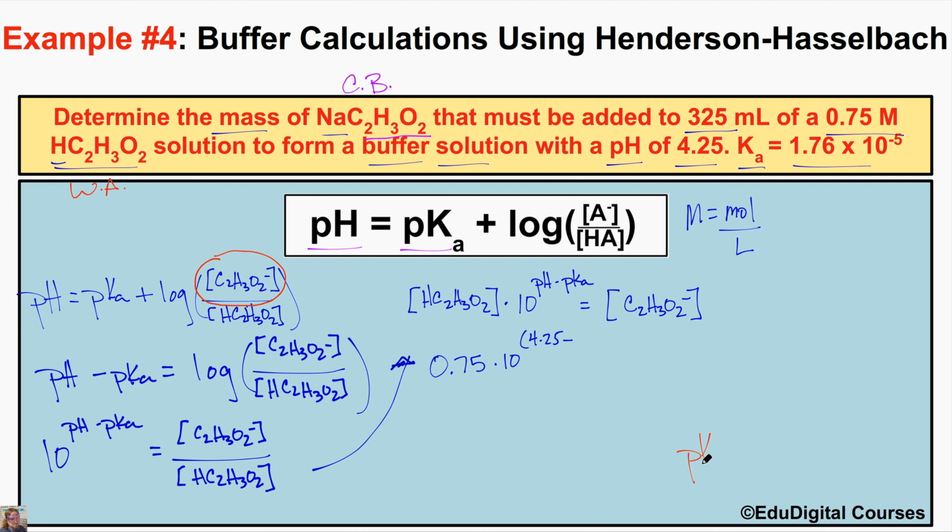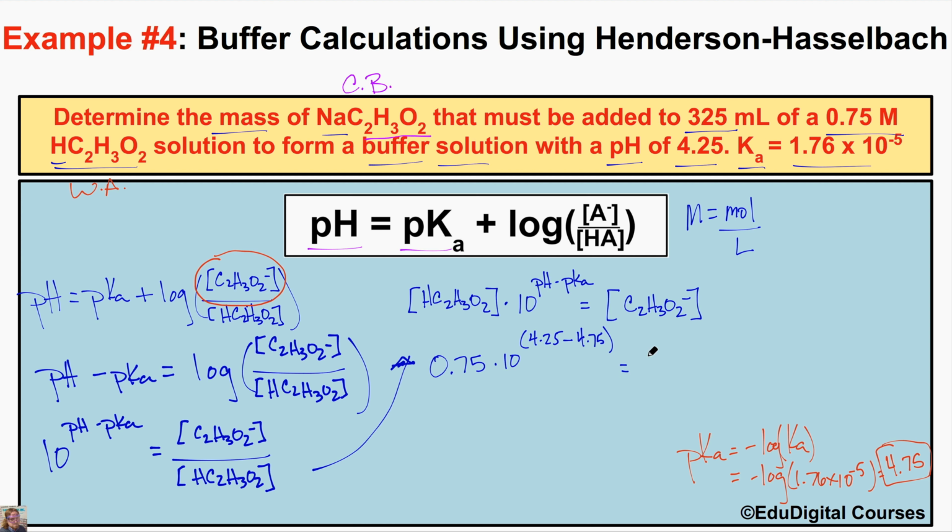Well, to get the pKa, we're going to have to take the negative log of our Ka, which is equal to the negative log of 1.76 times 10 to the negative fifth. And when we put this in our calculator, we are going to end up with 4.75. So here is our pKa. We'll go ahead and put that right here, 4.75.